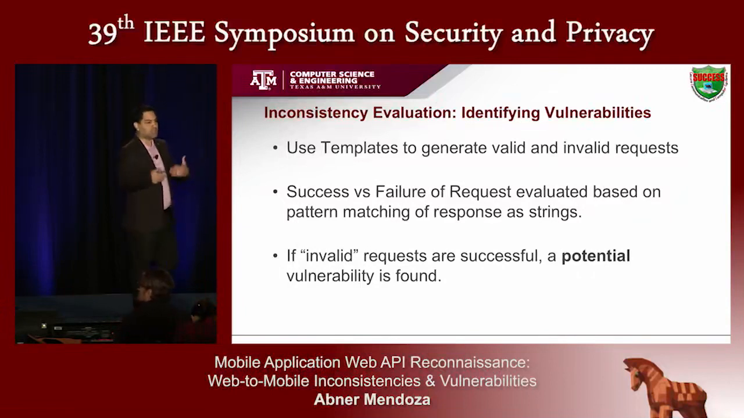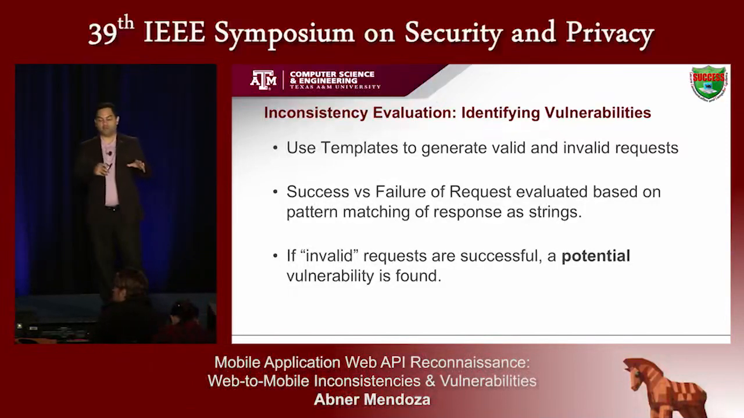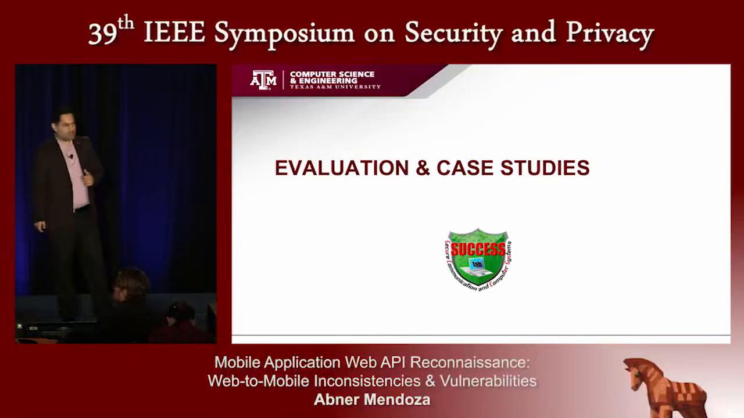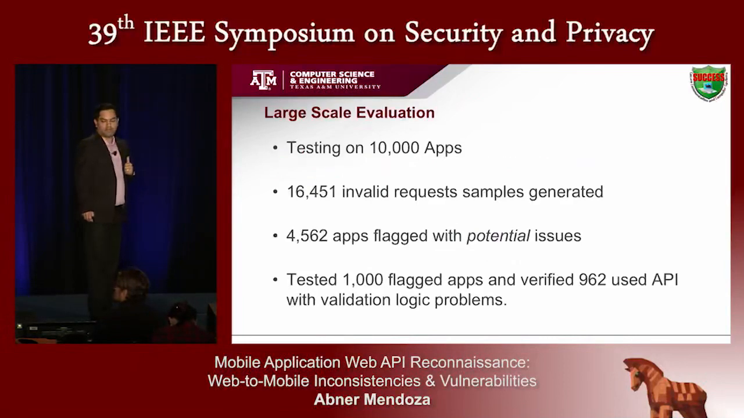We say potential because it requires some manual validation that the vulnerability actually exists, and some human intelligence is required there. So I'll quickly highlight some of the case studies that we found.